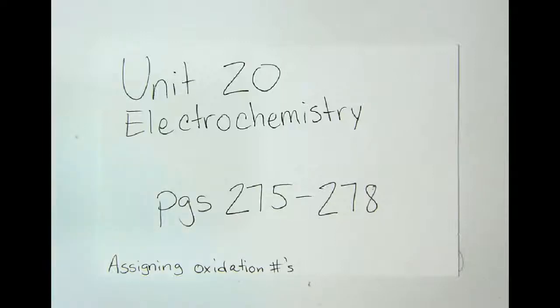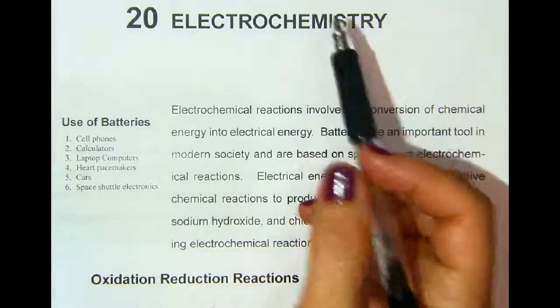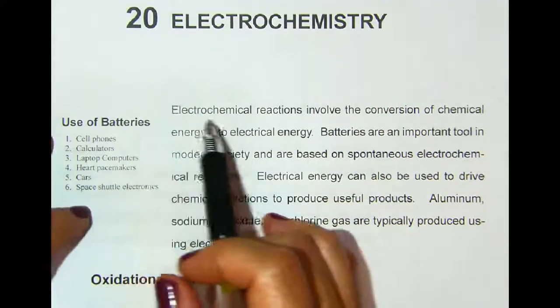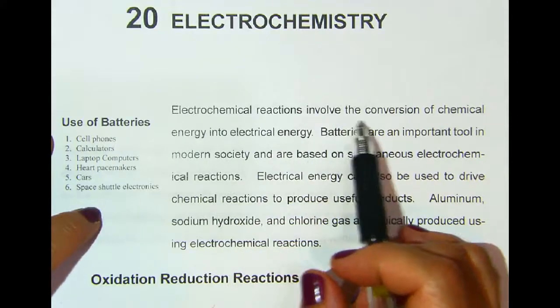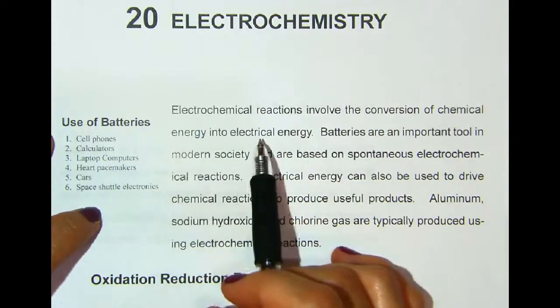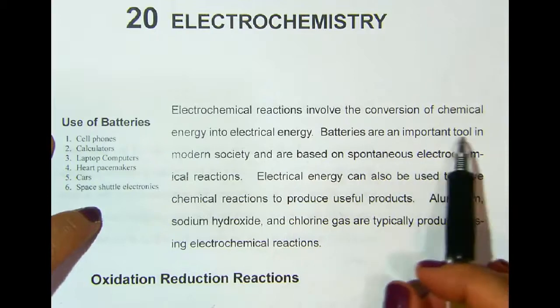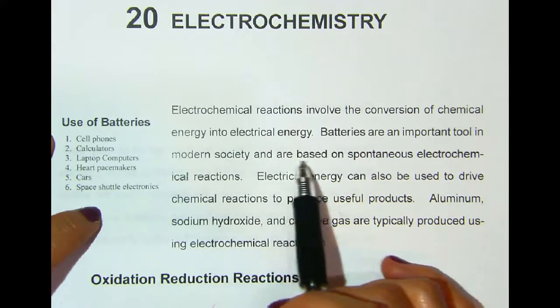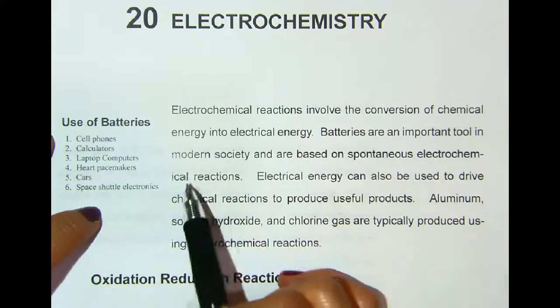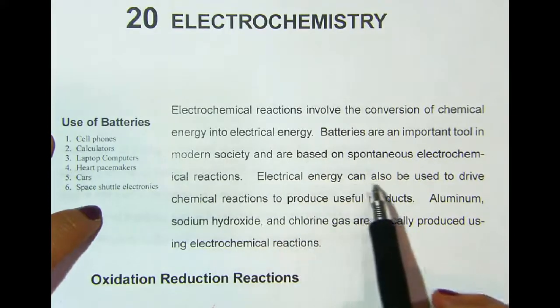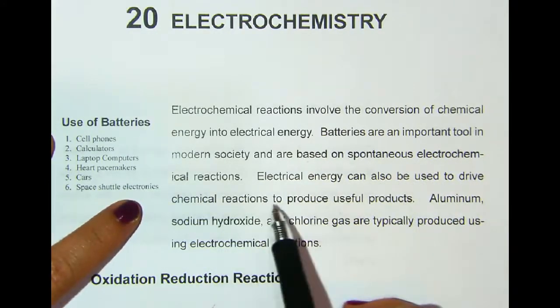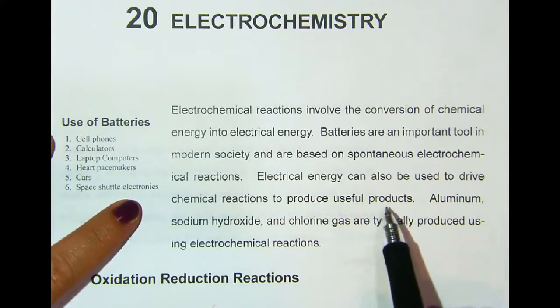Unit 20, Electrochemistry, pages 275 to 278, focusing on assigning oxidation numbers. Electrochemistry is electrochemical reactions that involve the conversion of chemical energy into electrical energy. Batteries are an important tool in modern society and are based on spontaneous electrochemical reactions. Electrical energy can also be used to drive chemical reactions to produce useful products.